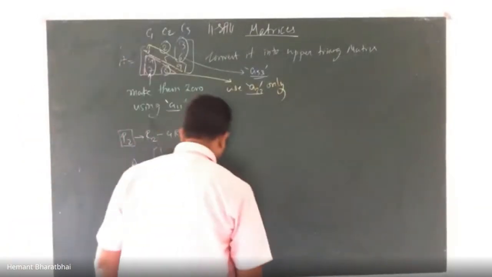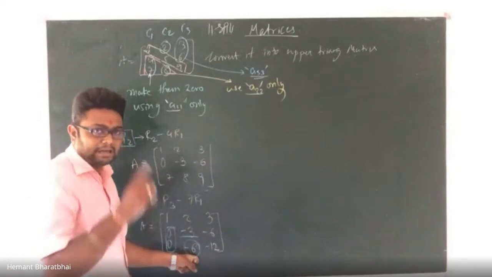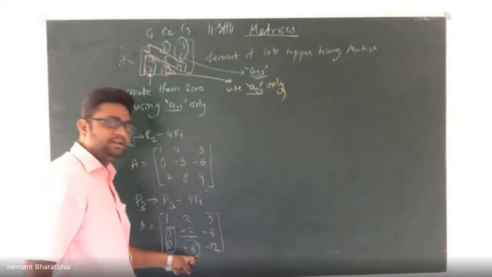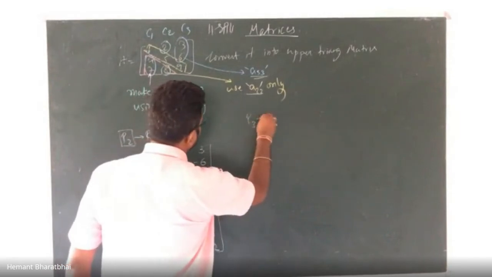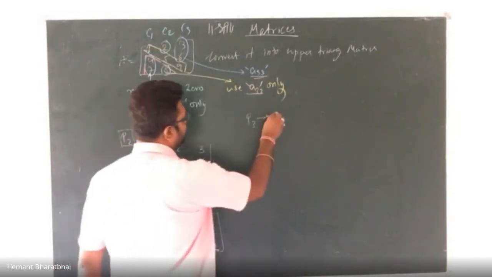So I am going to do transformation again in row 3. I want to make this 0 and this element will change in row 3. So I am going to do transformation in row 3. What kind of transformation?